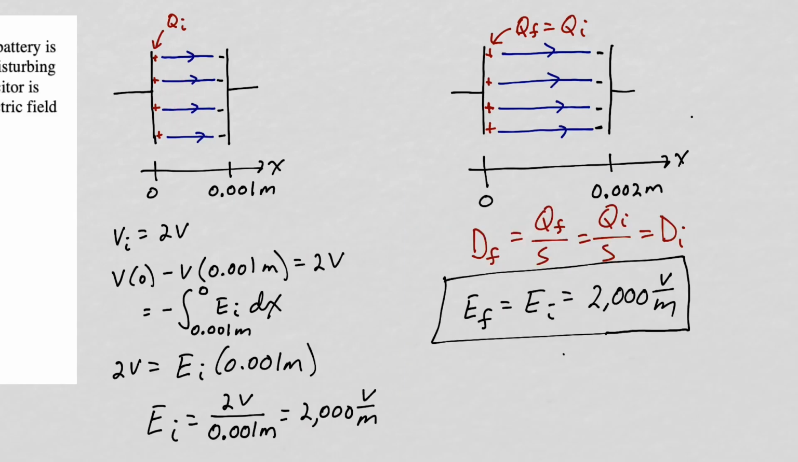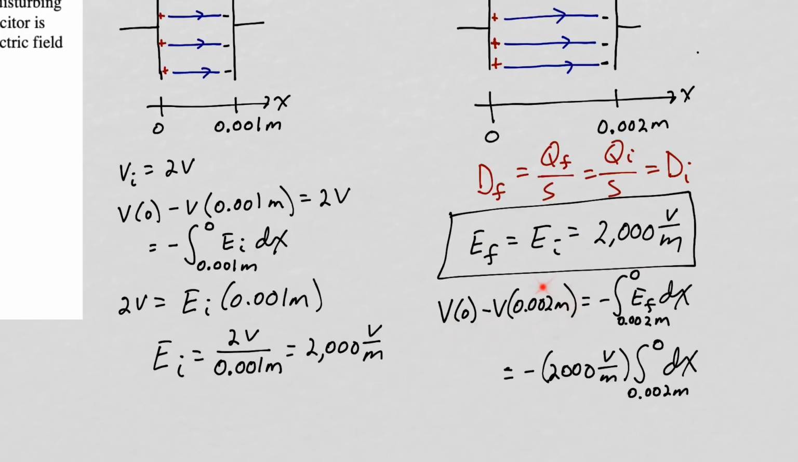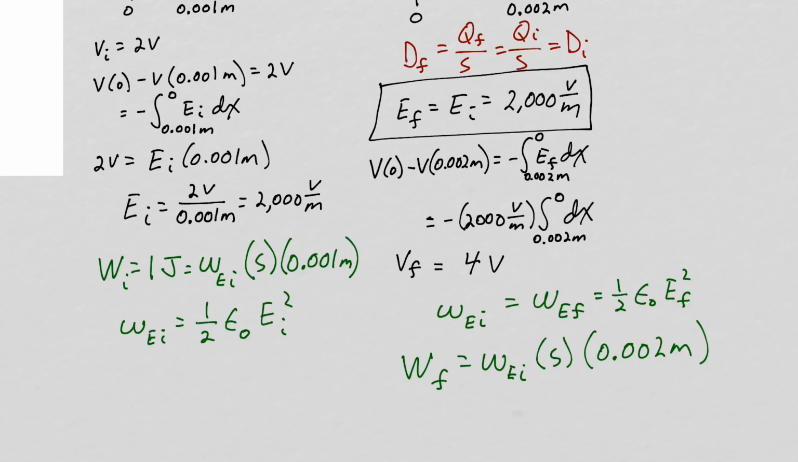We can find the voltage across our capacitor by integrating minus the electric field intensity from the right plate to the left plate. And we find that the voltage drop has increased to 4 volts. Since the final and initial electric field intensities are the same, the final and initial energy densities are the same. Since the volume of the capacitor has doubled and the energy densities are the same, it means we now have twice the energy stored on the capacitor, or 2 joules.